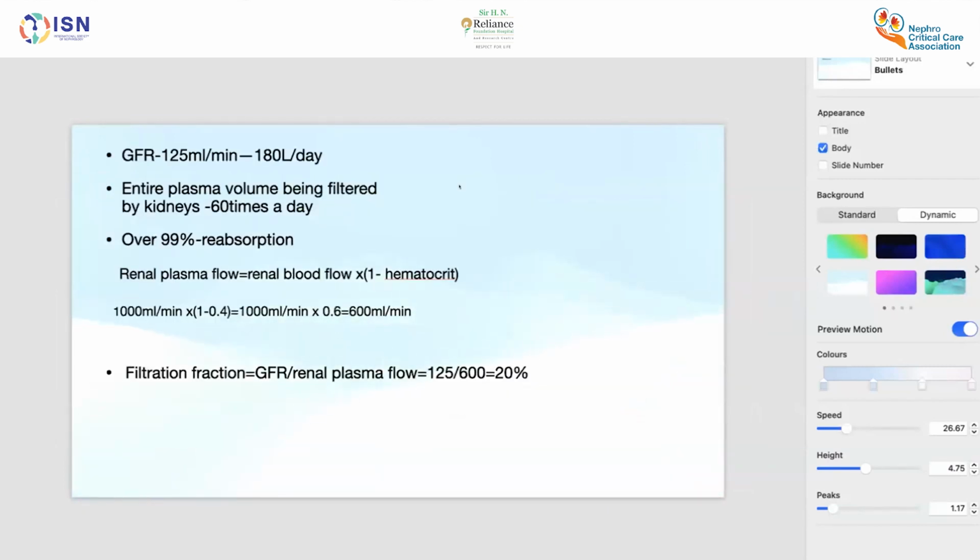The GFR in a healthy kidney is 125 ml per minute, that is 180 liters per day. It means the entire plasma volume is filtered by the kidney 60 times a day, and over 99% of this GFR is reabsorbed. The renal plasma flow is equal to renal blood flow times (1 minus hematocrit), which comes to around 600 ml per minute. The filtration fraction is the GFR divided by renal plasma flow, which is approximately 20%.